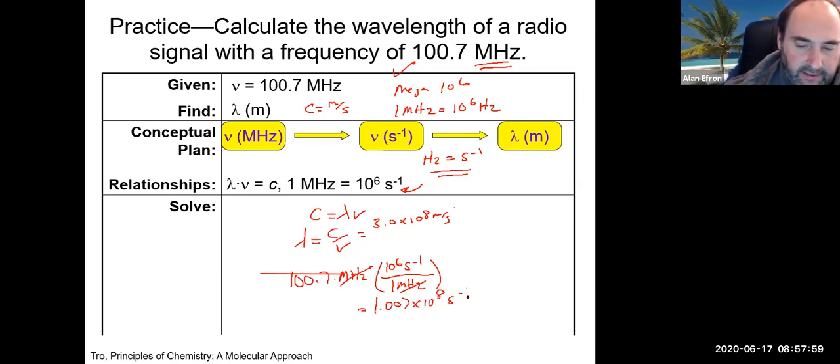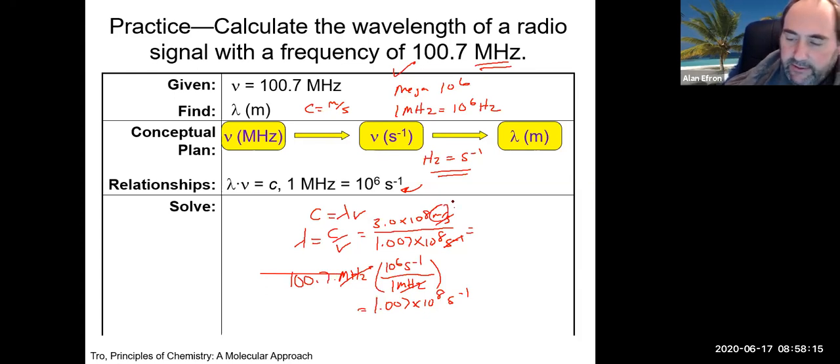And these units now would be reciprocal seconds, which is what we need here. So we would put that in here. The seconds are going to cancel here. That's going to leave us with just meters, which is good.